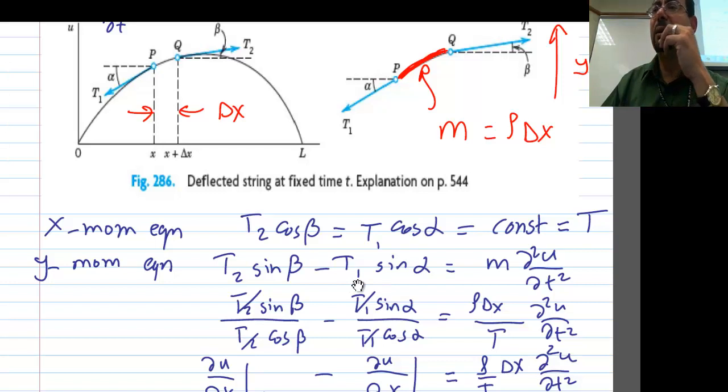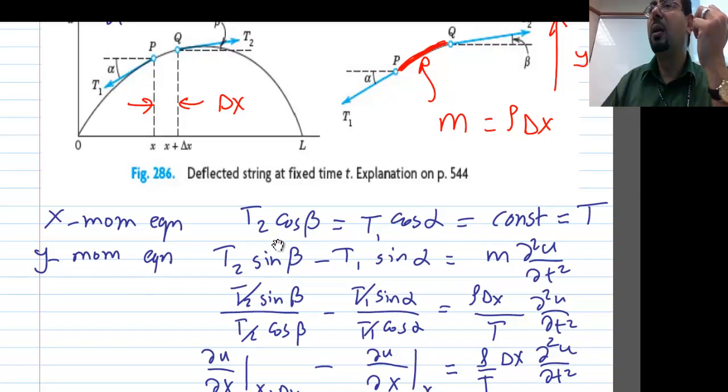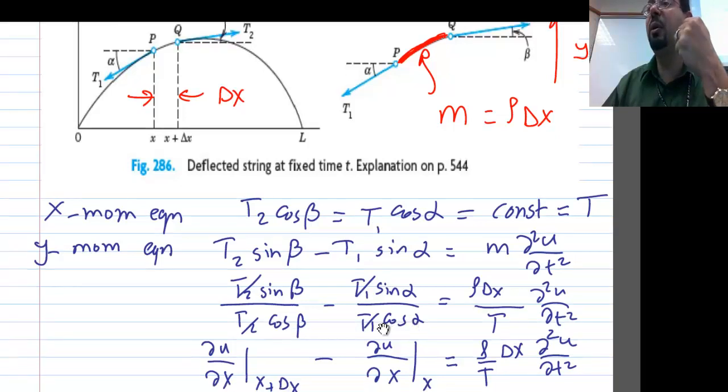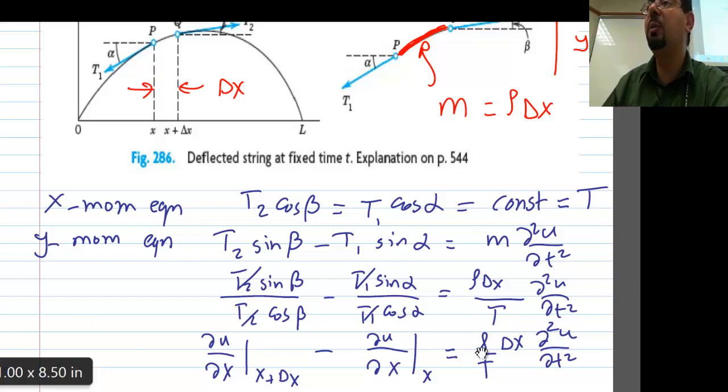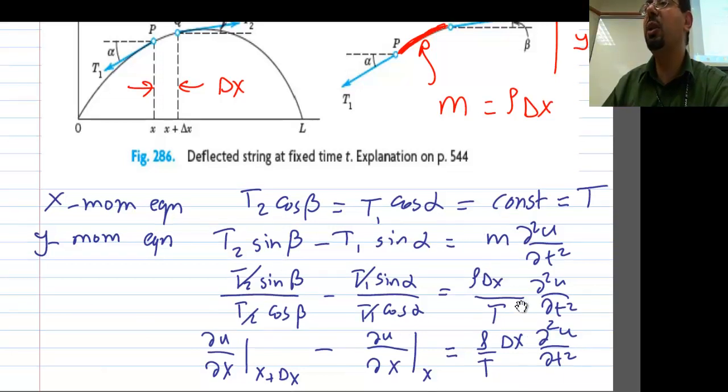Now this T2 and T1, you already know that T2 can be represented by T over cosine beta, right? And T1 can be represented by T over cosine alpha. Or another way to think about it is we can divide the whole equation by T. Either way, whether you are cancelling T1 and T2 in favor of T over cosine alpha and T over cosine beta, or dividing the whole equation by T, you will end up with this. And the mass is rho delta x.